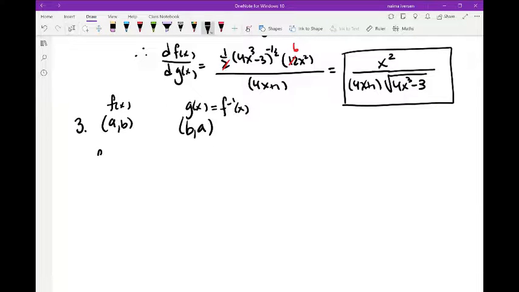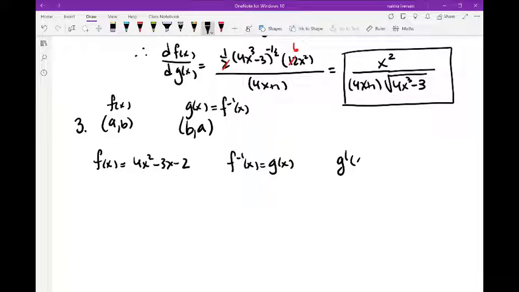So it says if f of x is equal to 4x squared minus 3x minus 2, and it has an inverse function, so f inverse of x is equal to g of x, and I don't really want to find it, find g prime of 8. So g prime of 8.